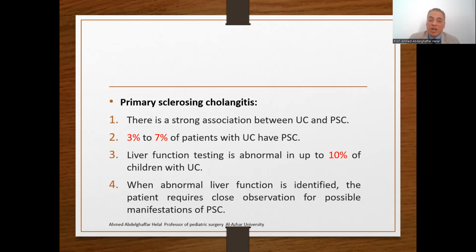Primary sclerosing cholangitis. There is a strong association between ulcerative colitis and PSC. 3 to 7% of patients with ulcerative colitis may have primary sclerosing cholangitis. Also, liver function may be abnormal in up to 10% of children with ulcerative colitis. When abnormal liver function is identified, the pediatric surgeon should be alert for the possibility of PSC, and the child may require close observation.